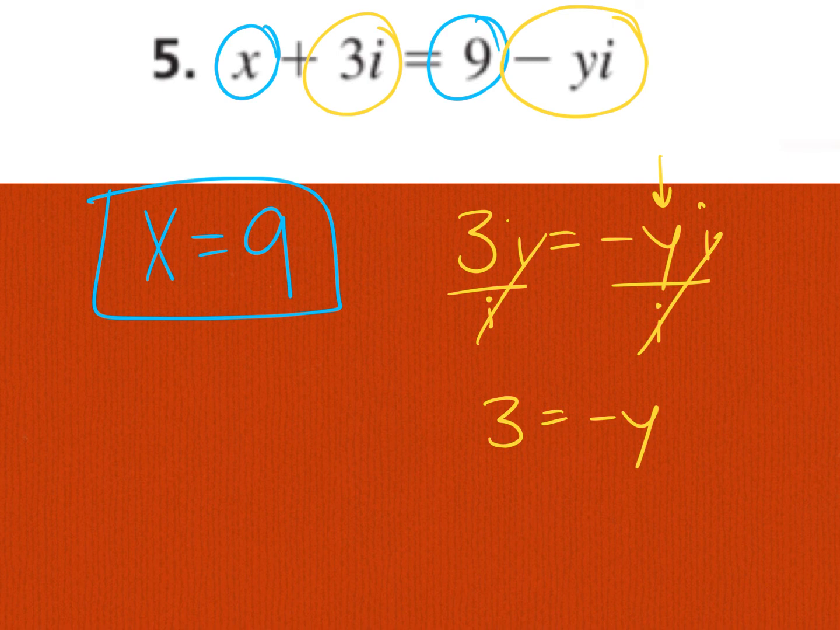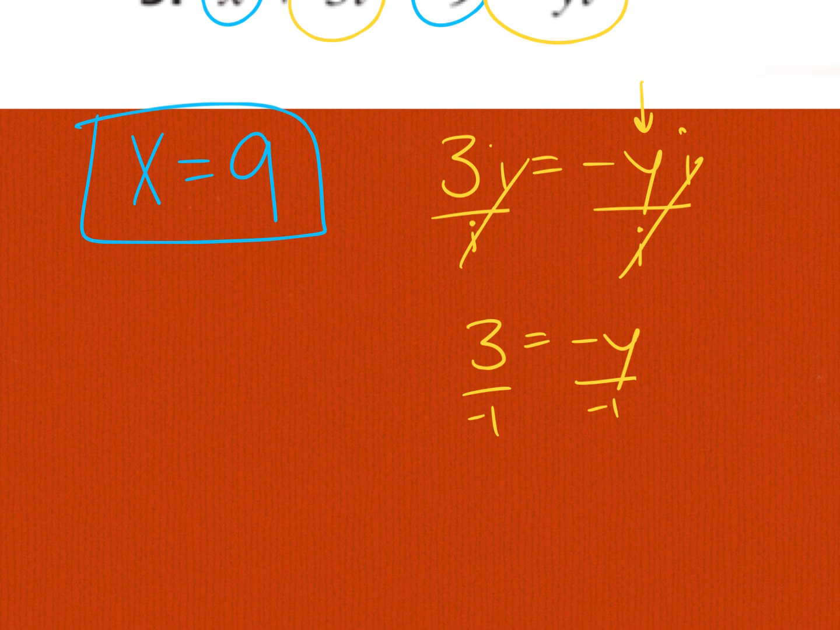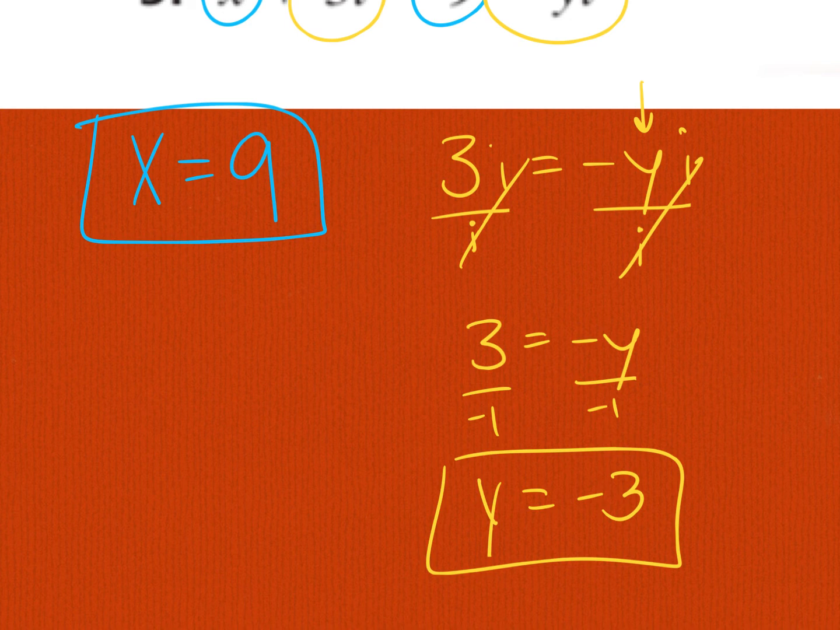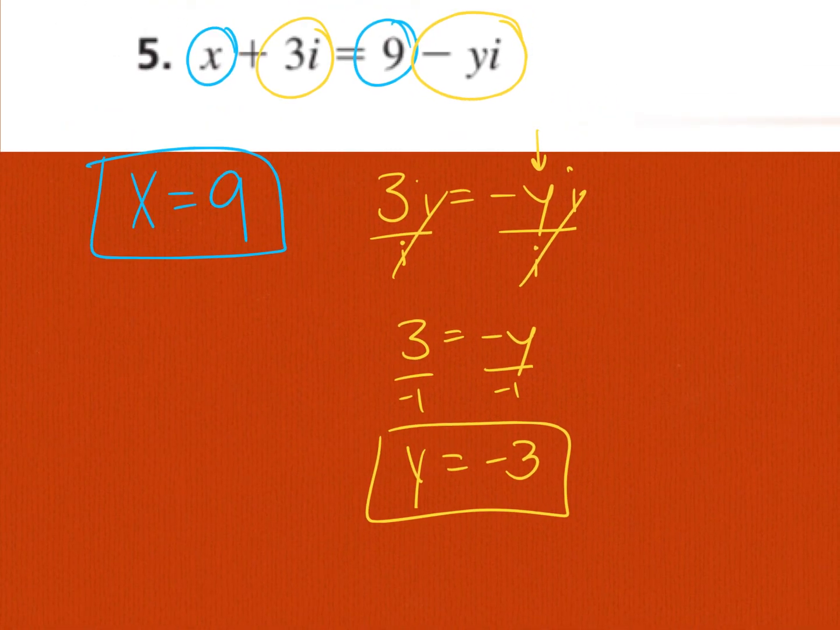Now y is not all by itself, so I'm not done yet. How do I get rid of the negative? Divide by a negative 1. Or just flip the sign. That works too. So y is equal to negative 3. So I'm writing out each step, but in the beginning, if you have 3i is equal to negative yi, you could just cross out the i's. If you have i on both sides, you can just cancel them, which is just what we're doing. I'm just dividing it out, but it's the same steps. Any questions here?